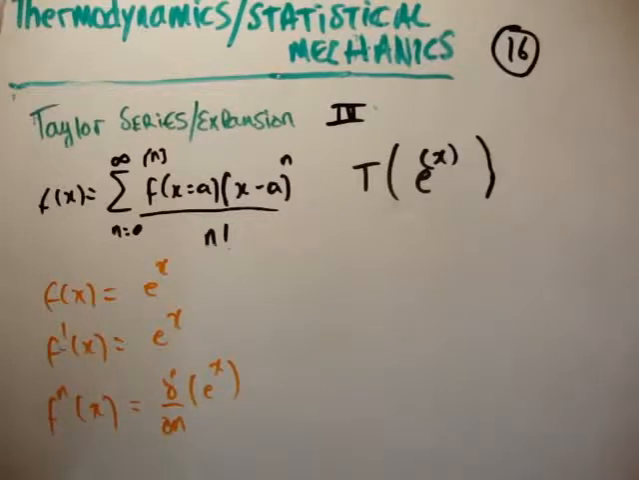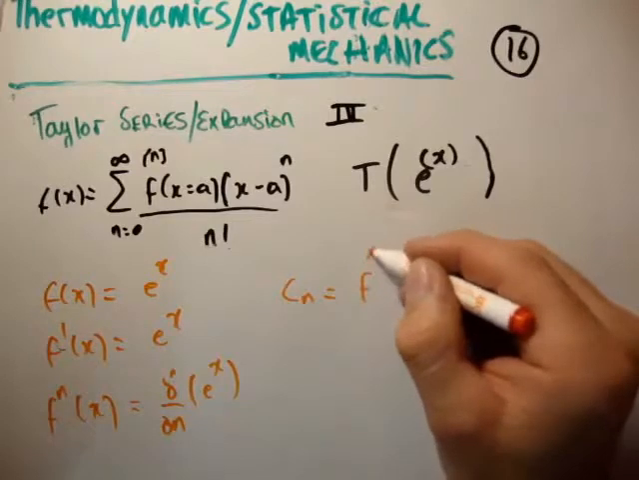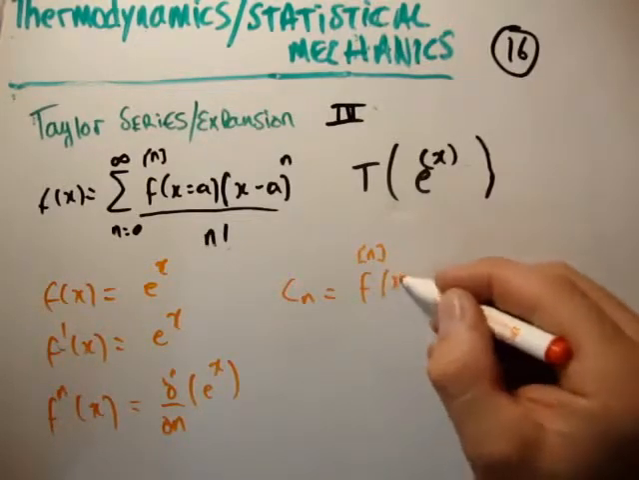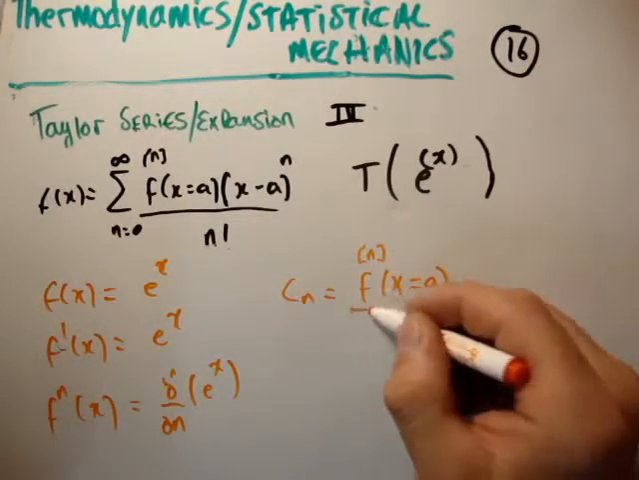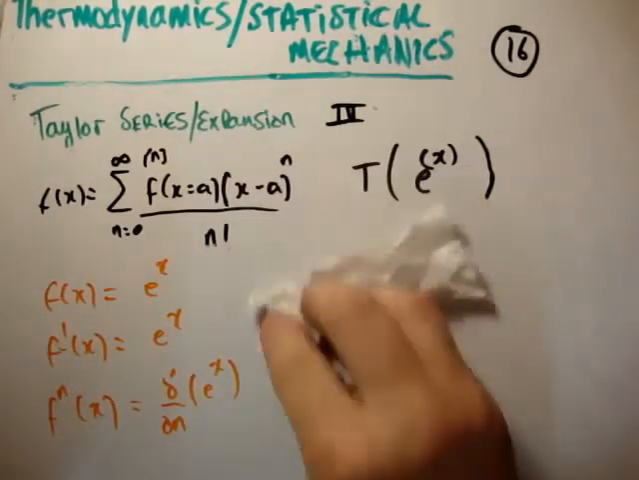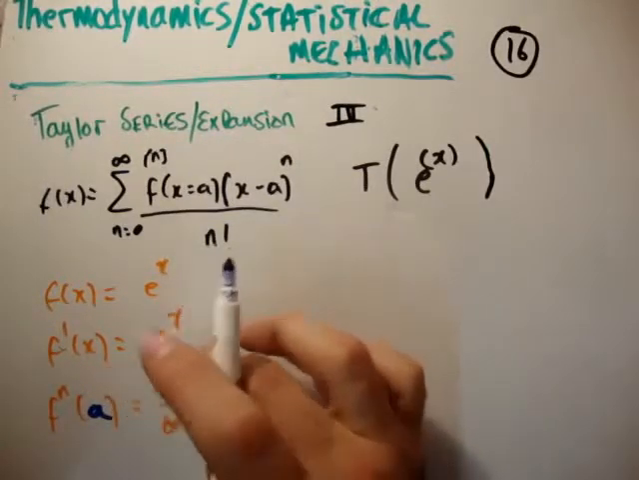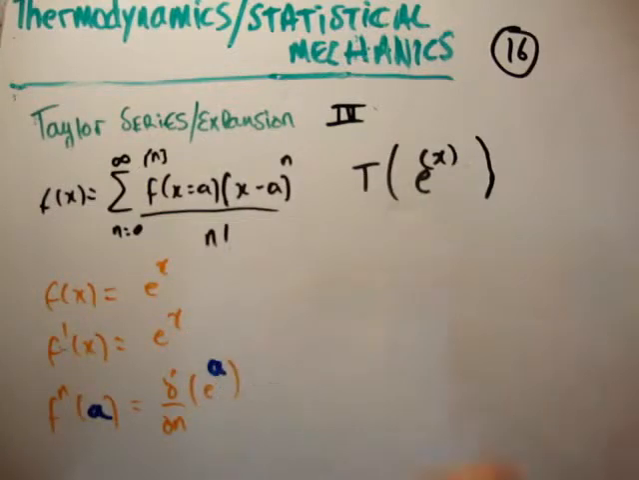Alright? So, yeah, there we go. Now we have all our coefficients, because we know that c sub n is equal to the nth derivative evaluated at x is equal to a, divided by n factorial. So that means we need to evaluate these at x is equal to a. Well, let's put in a here, and this becomes x is equal to a. There we go. So that's it.